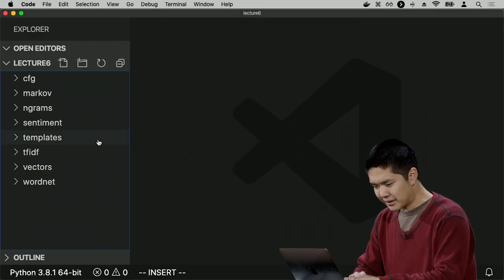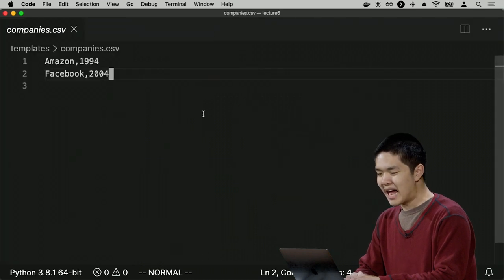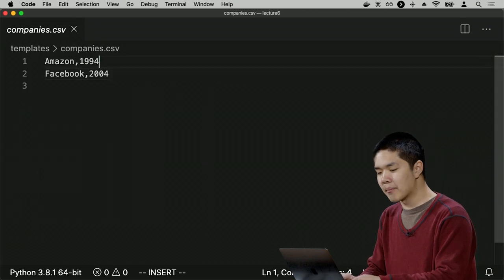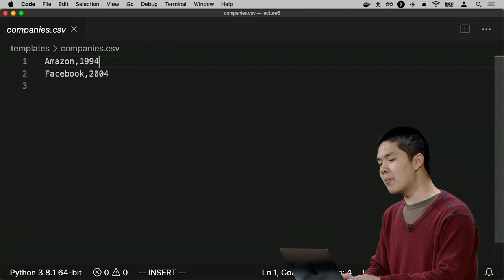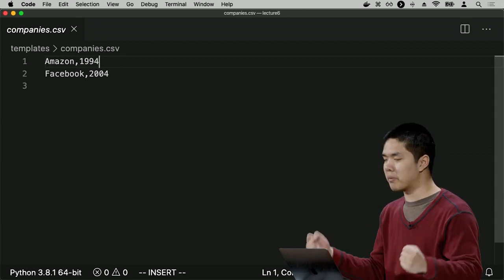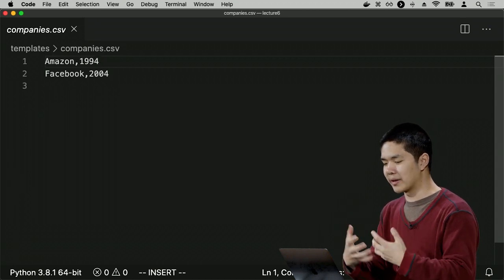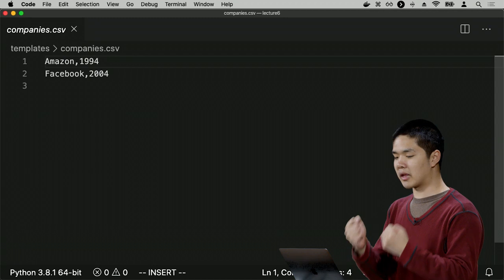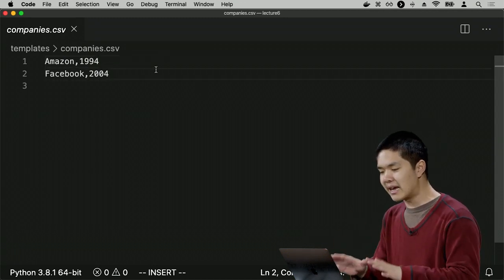What I have here inside of the templates directory is a file called companies.csv. And this is all of the data that I am going to give to my AI. I'm going to give it the pair Amazon 1994 and Facebook 2004. And what I'm going to tell my AI to do is search a corpus of documents for other pairs like this, other relationships. I'm not telling the AI that this is a company and the date that it was founded. I'm just giving it Amazon 1994 and Facebook 2004 and letting the AI do the rest.